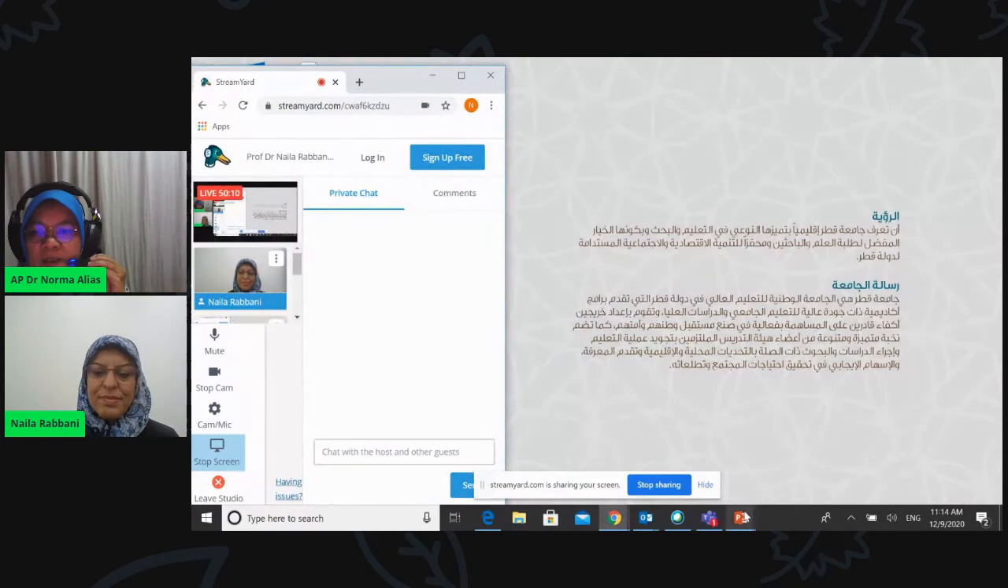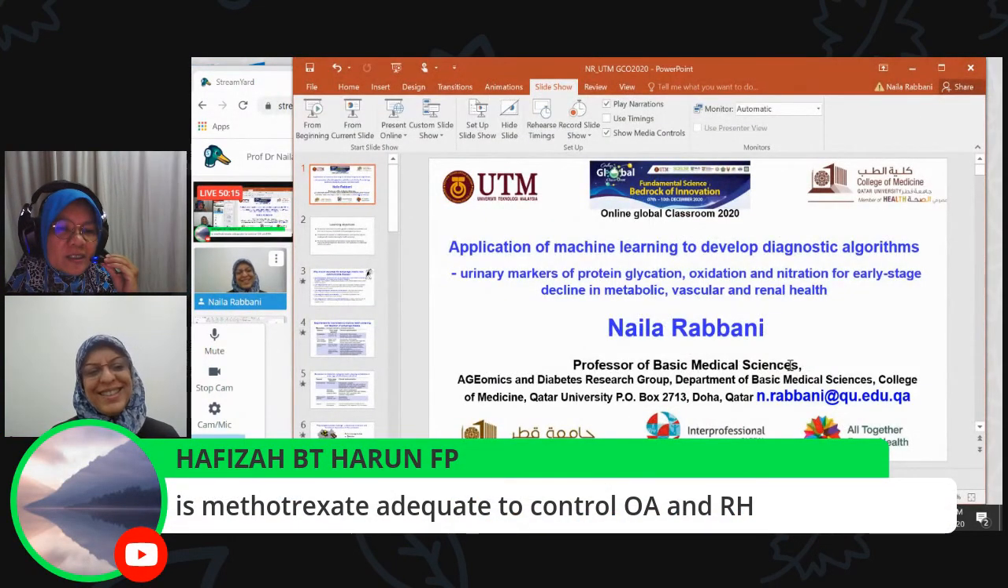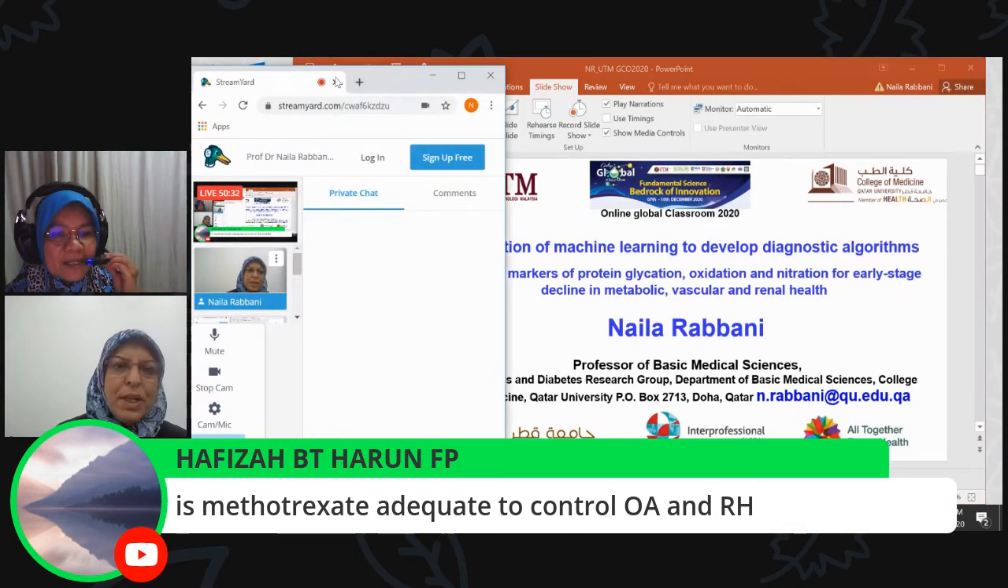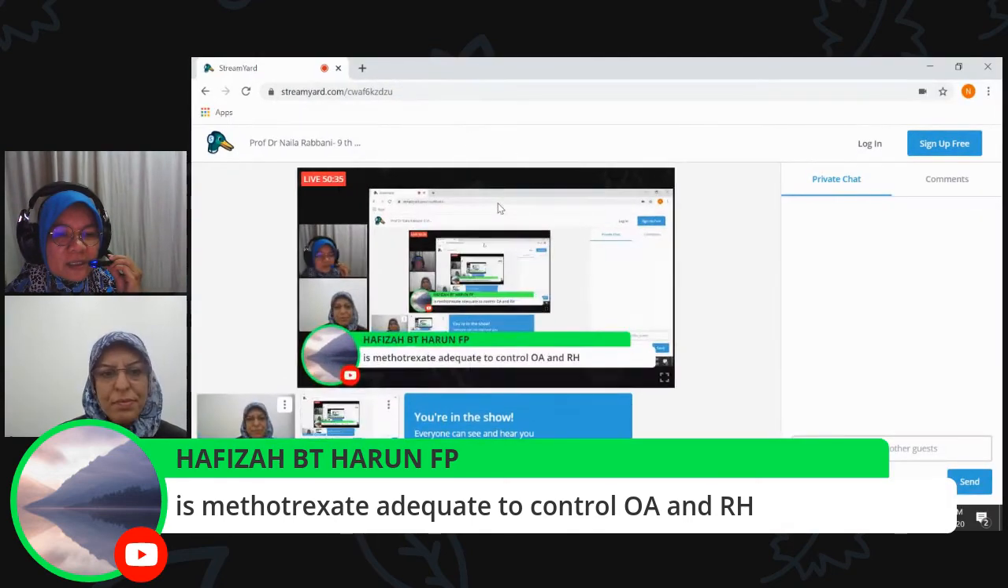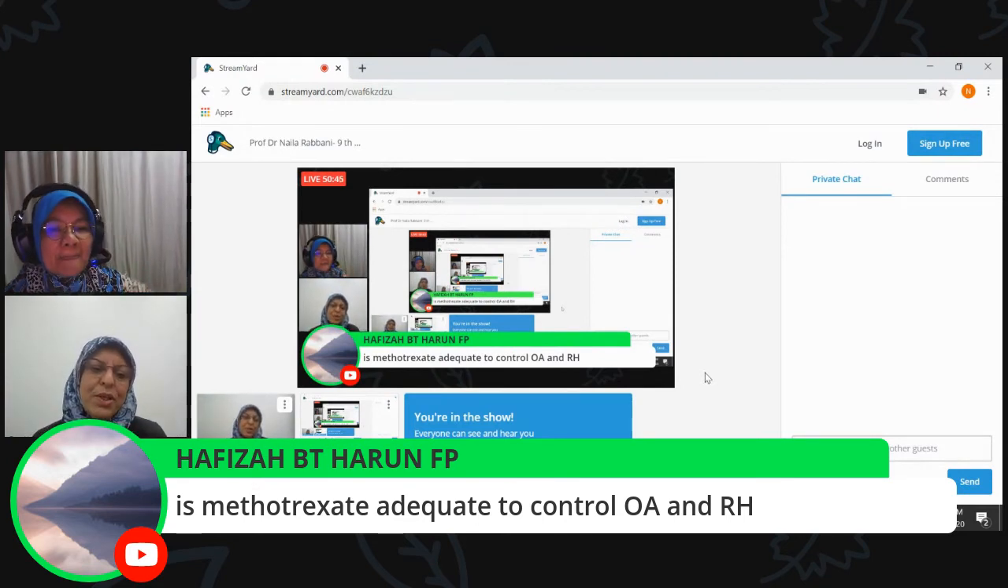The first is from Dr. Hafiza binti Harun. The question is, is methotrexate adequate to control OA and RA? Sorry, can you repeat the question? Can I see it? Is methotrexate adequate to control OA and RA? Okay, very good question, Hafiza.